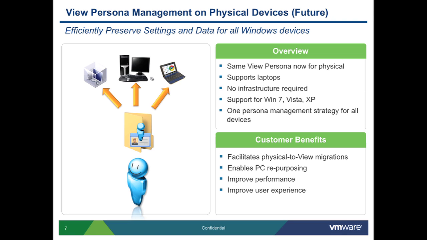Planned to be released with View 5.1, View Persona Management will support physical devices as well as virtual devices with the same great features it already contained. It will be able to provide one persona management strategy for all devices. It will facilitate one-time physical to View migrations, allowing for easy PC repurposing. It will more easily facilitate the ability to use both physical and virtual desktops. However, it still requires the same OS version for full compatibility due to Type 1 and Type 2 profile differences. That will be discussed later in more detail.